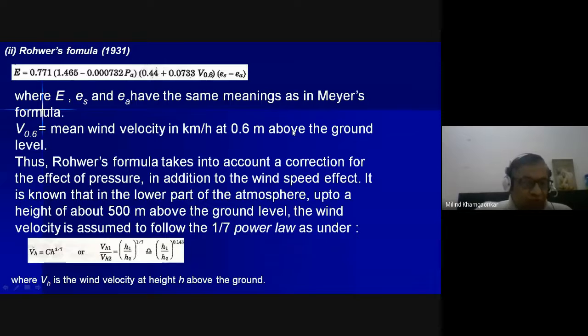And there is one formula to find the velocity at any height: VH is equal to C H raised to 1/7. And V_H1 upon V_H2 is equal to H1 upon H2 raised to 0.148, that is another formula, 0.143. If we know the velocity at some particular height, we can find the velocity at another height using this formula.